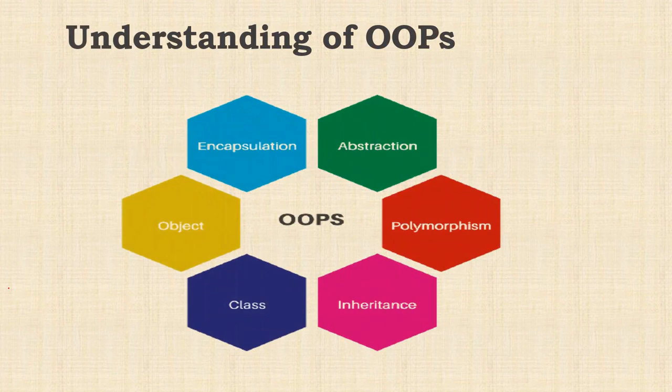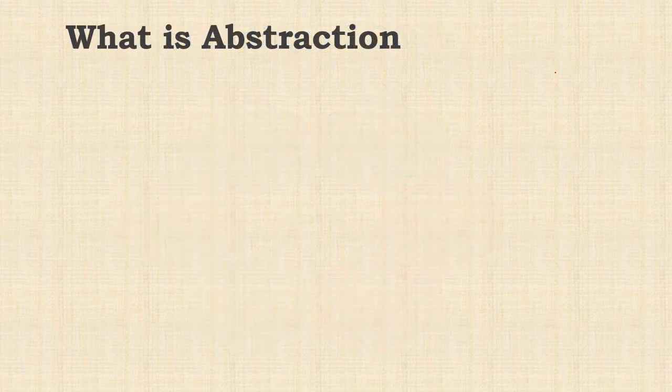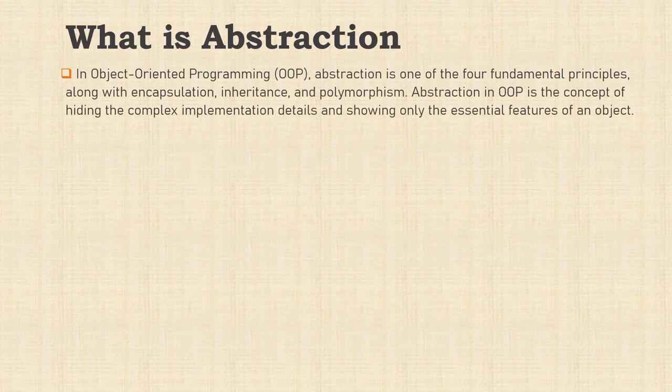So we are going to understand abstraction. These are the pillars of OOPS concepts: object, class, inheritance, polymorphism, abstraction, encapsulation. Okay, so now we are going to cover abstraction. Our focus will be on abstraction. How can we achieve abstraction? We'll see in the next slide. Okay, what is abstraction? Firstly, we'll try to understand. In object-oriented programming, abstraction is one of the four fundamental principles, along with encapsulation, inheritance, and polymorphism. These all are the pillars of object-oriented programming.